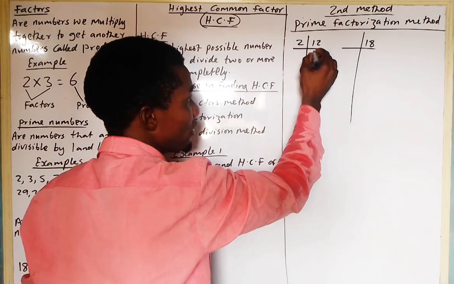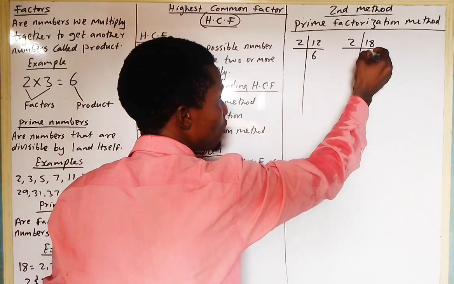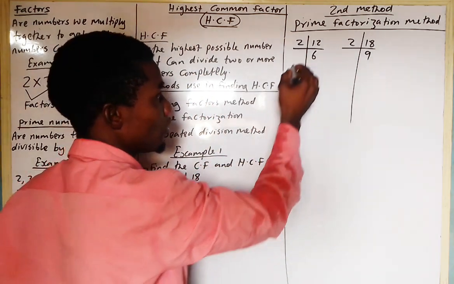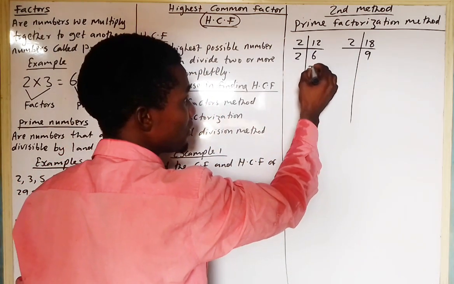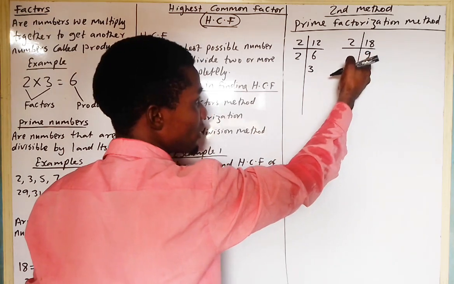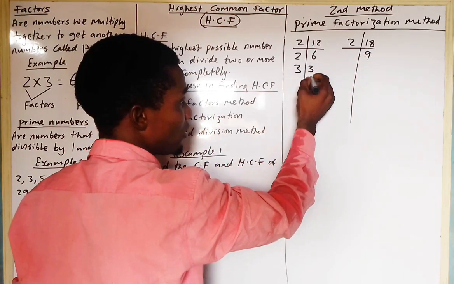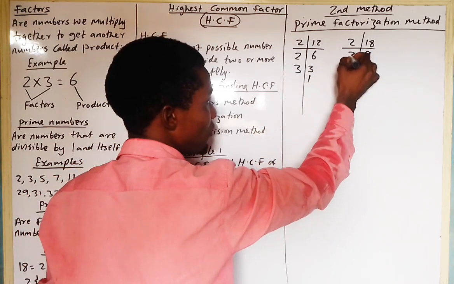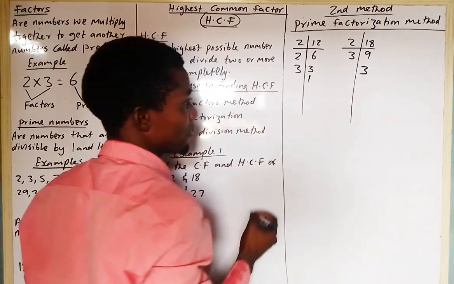2 can go here, that's 6 times. 2 can go here also 9 times. 2 can go in 6 3 times. 2 cannot go in 9. 3 can go in 3 1 time. 3 can go in 9 3 times.